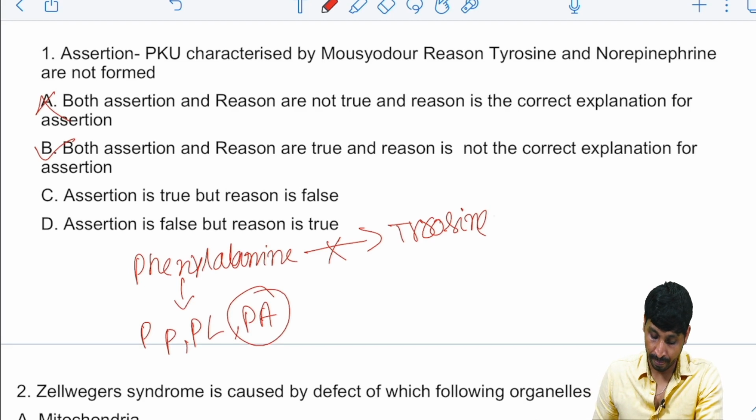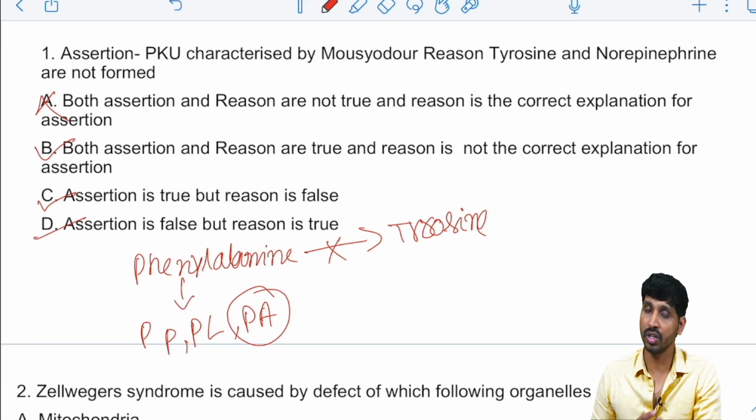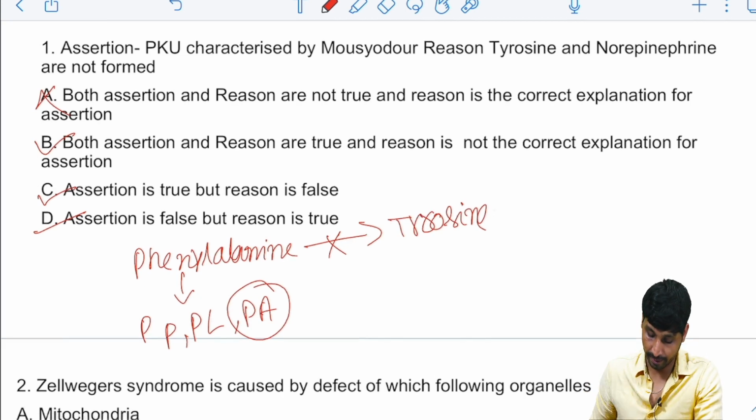Yes, very good. Assertion is true but reason is false is a ruled out option. Assertion is false but reason is true is also a ruled out option. So option B is correct.